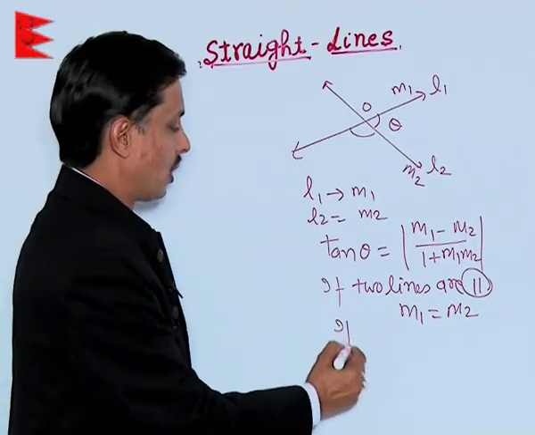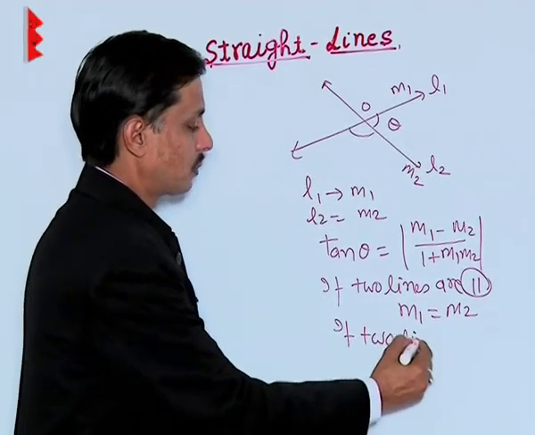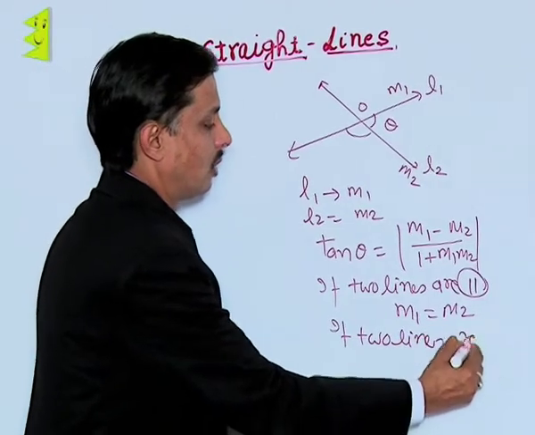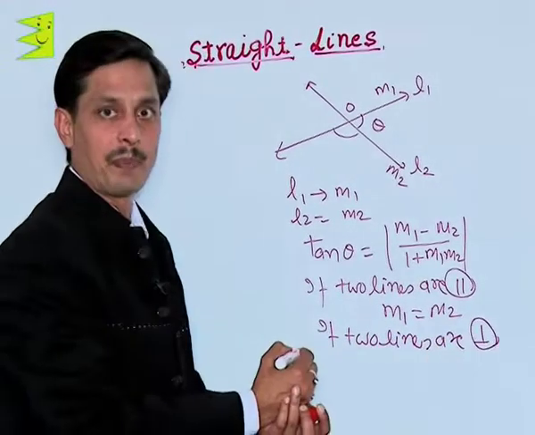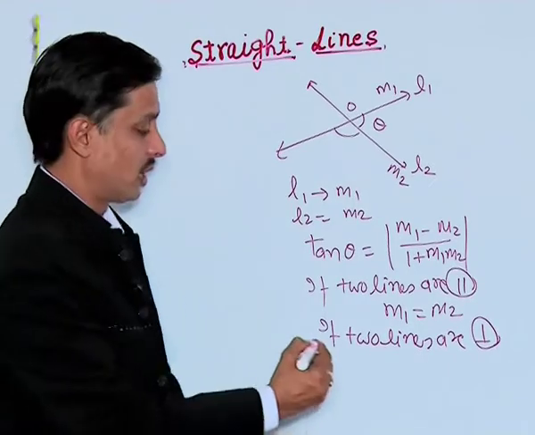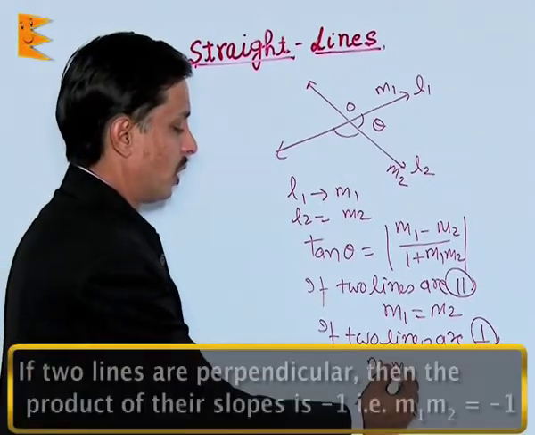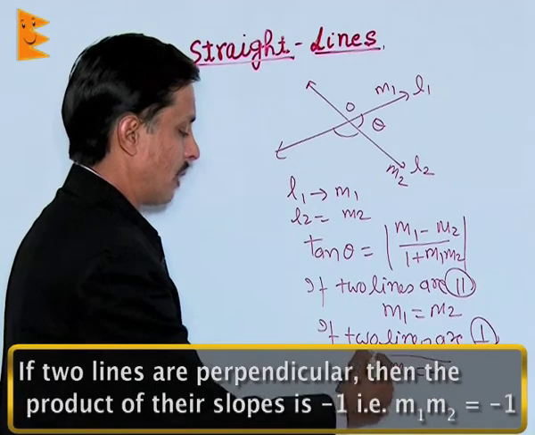Next condition, if two lines are perpendicular. If two lines are perpendicular, it means what? The product of their slopes has to be minus 1.